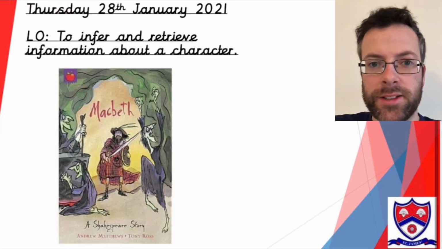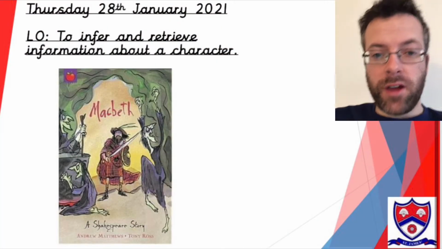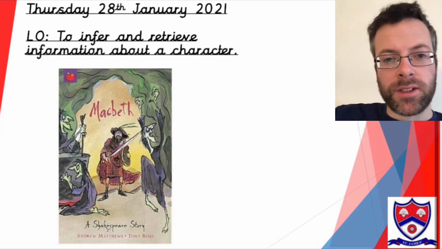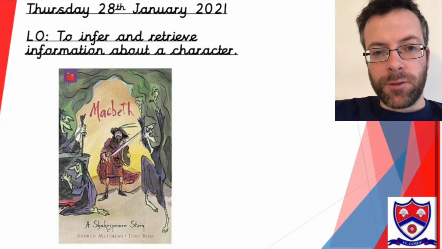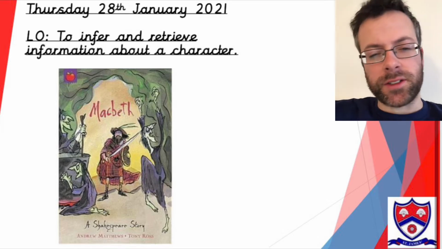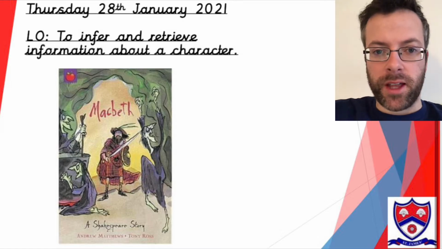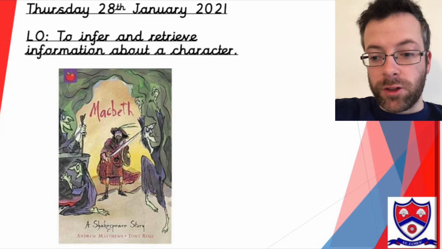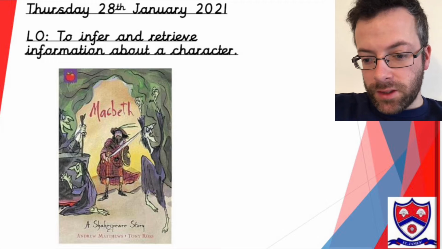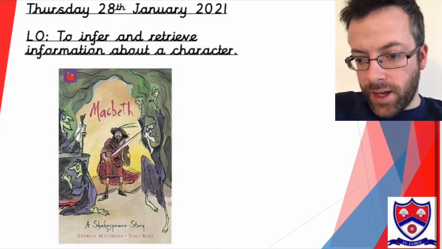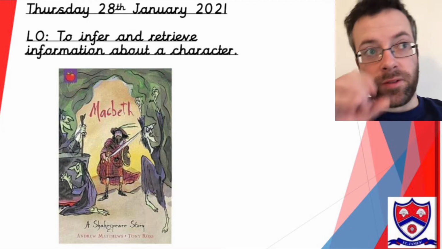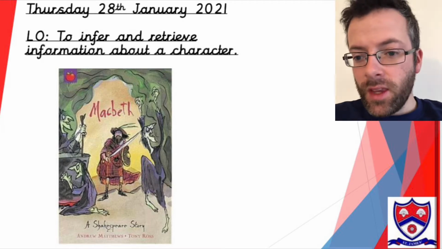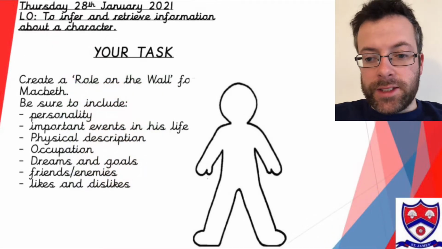Okay. So like I said, we are looking at the story of Macbeth. Macbeth was a play that was written by Shakespeare hundreds of years ago, and like I said, it's a difficult one for us to read as a class because there's lots of difficult vocabulary. So I'm going to use this modern retelling of it. It's by Andrew Matthews and illustrated by Tony Ross, who illustrated most of Roald Dahl's books. And this is the task that we're looking to do.